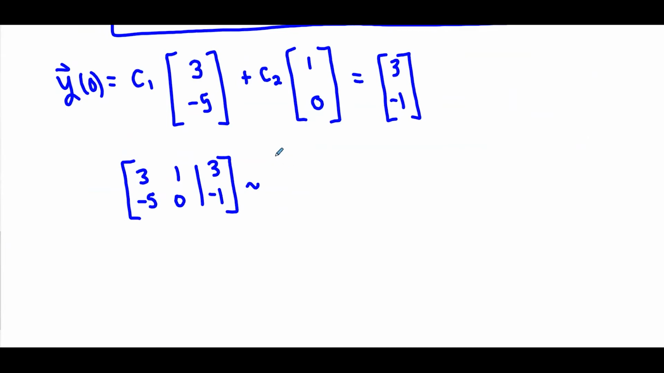And let's see here. Let's divide the second row by negative 5 and put it into the first row. All right. And I'll just write this one down the second row. And now let's take the first row times negative 3 and add it to the second row.